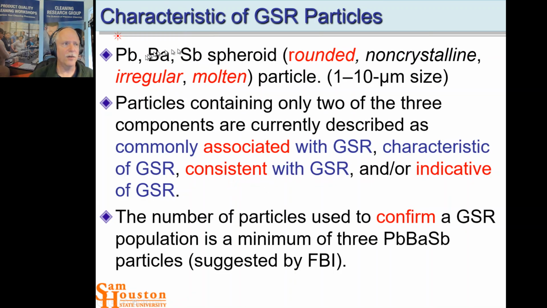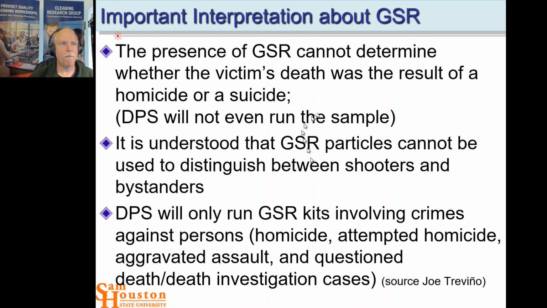And so we were looking for these spheroidal or rounded, non-crystalline, irregular molten particles that are 1 to 10 micron in size that contain barium, lead, and antimony. If they only contain 2 of these components, then they're commonly described as associated with GSR, are characteristic of GSR, are consistent with, or indicative. But if you have all 3, then you can say it's confirmed to be gunshot residue.